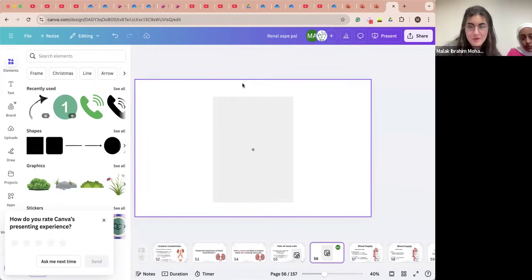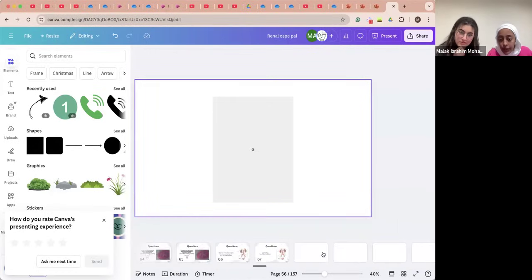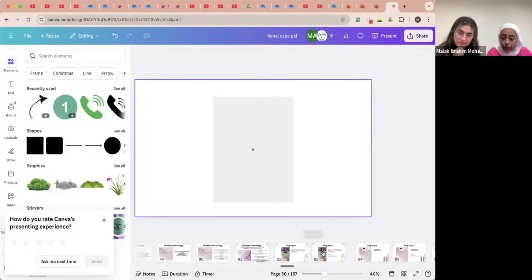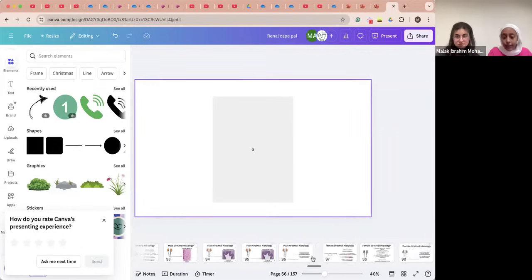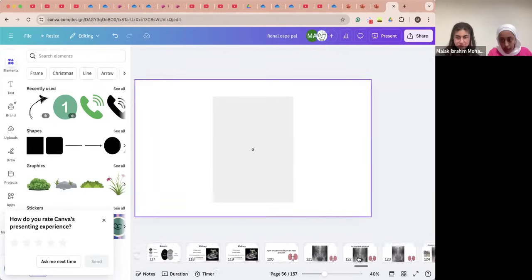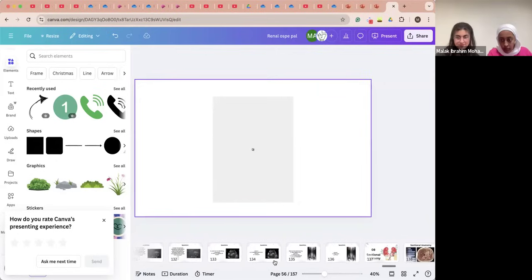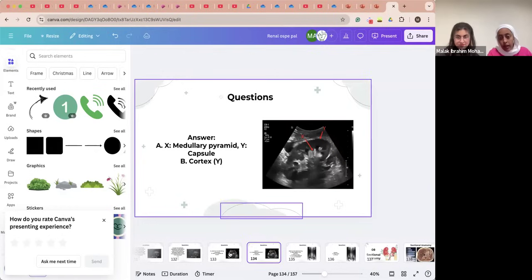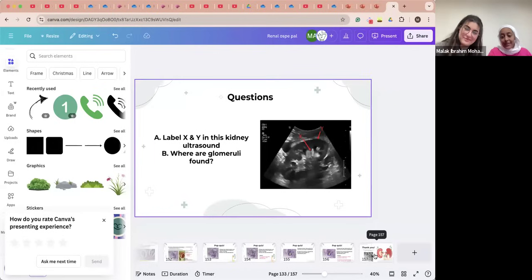Inshallah. And then lastly, one more thing before we end is this question. Because now, since you took the histo part, the question will become easy, which was: where are the glomeruli found? They're basically found in the cortex. And with that, we conclude.